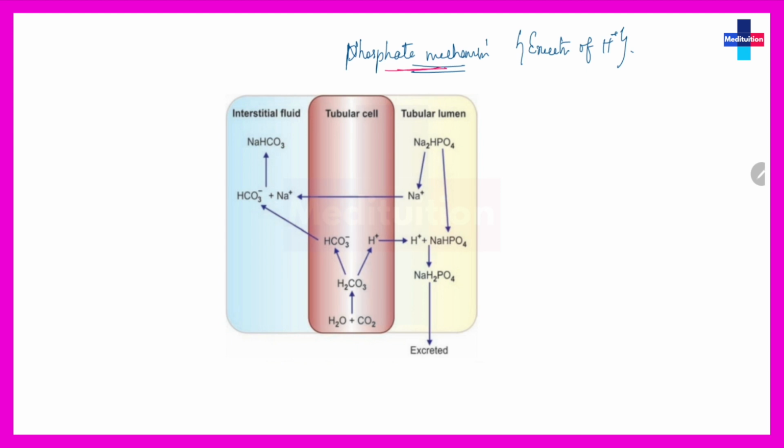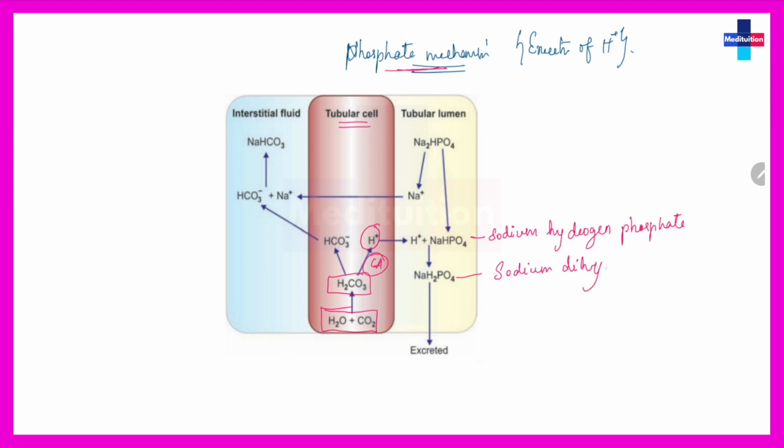If you can see in your tubular cell, there will always be a formation of carbonic acid from water and carbon dioxide. Because of this reaction, again your carbonic acid dissociates with the help of the carbonic anhydrase enzyme into bicarbonate and H plus. Further, this H plus gets reacted with our sodium hydrogen phosphate. Clear? Sodium hydrogen phosphate. So once this H plus has been added to our sodium hydrogen phosphate, it is converted to form sodium dihydrogen phosphate.